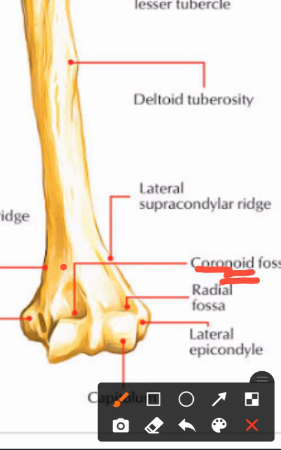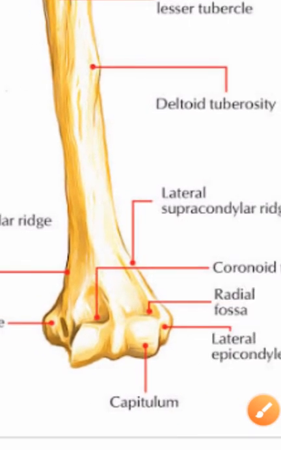So there is the coronoid process on the ulna. So which fossa should be on the humerus? The coronoid fossa is present for the coronoid process of the ulna. Then there is the radial fossa, which is present for the radius bone of the forearm. Then there is the lateral epicondyle, and you have discussed the medial epicondyle. Then there are two other things. One is the capitulum and the other is the trochlea.